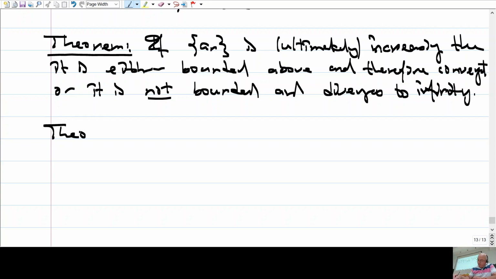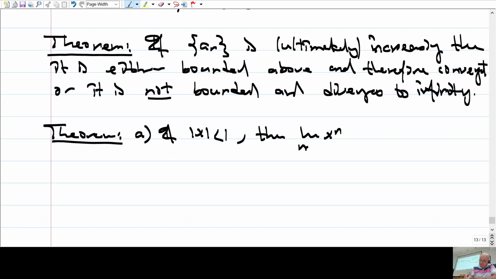Alright, so another theorem is the following. It has two parts. If the absolute value of x is less than 1, then the limit of x to the power n is 0.